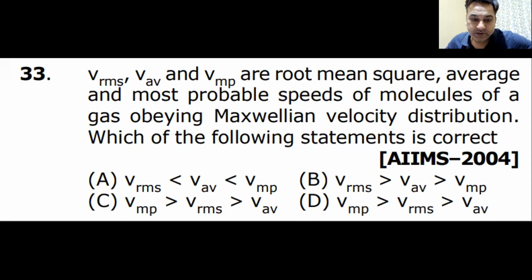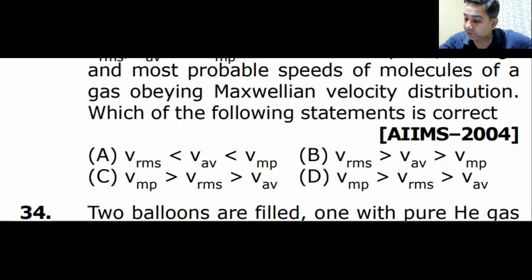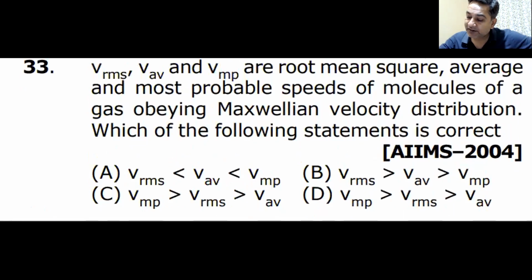VRMS is the highest. Then we have V average. Then we have V most probable. Do we understand this? Yes or no? So the answer has to be B. See, if we understand the questions clearly, and the theory part clearly, we would be able to solve all the questions very easily. Shall I move on to the next one?